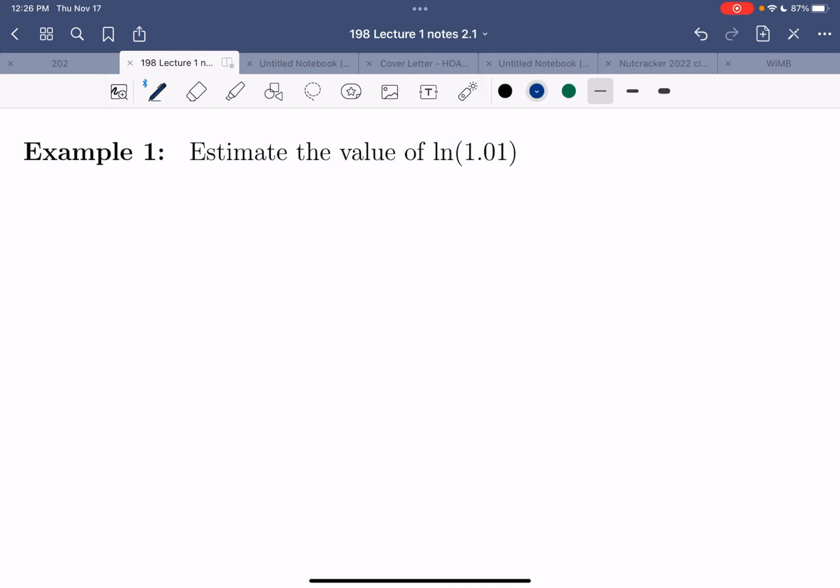So how do you identify things? Well, first of all, I'm estimating for the value 1.01. So usually what you're going to do is take that value and call that your c. And when you take that out and replace it with an x, you get your f of x. So our f of x is the natural log of x. That gives me the function and the value I'm trying to estimate for.